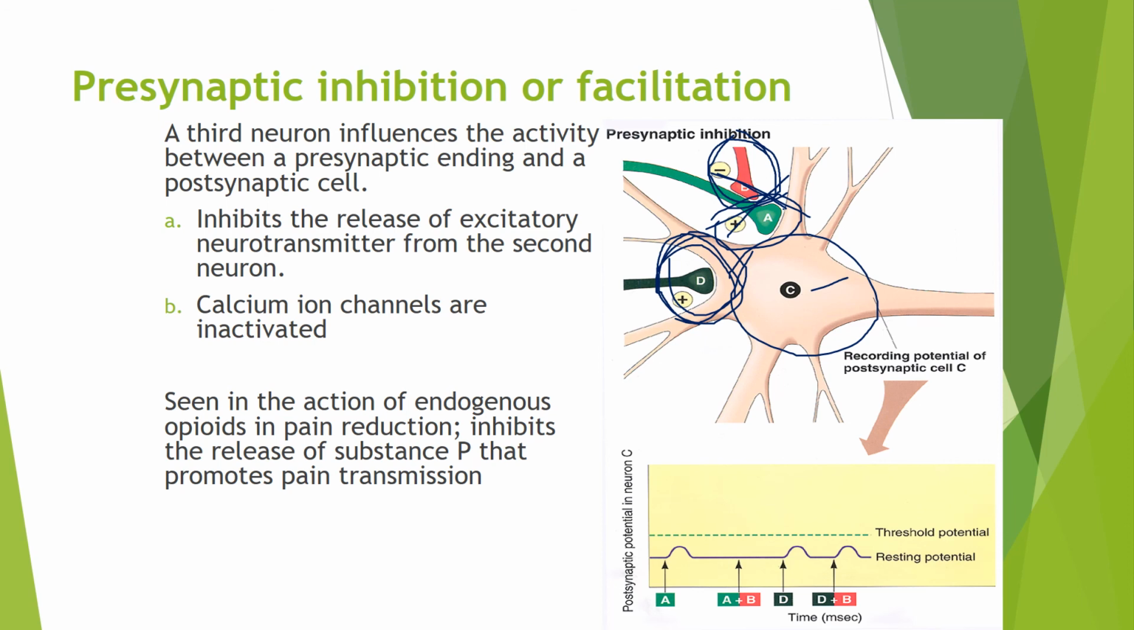And so this is very common, and again, like I said, we have like 10,000 neurons acting on just one postsynaptic neuron. And so we see this physiologically with the action of endogenous opioids to reduce pain, and it inhibits the release of substance P, which is the main neurotransmitter that promotes pain transmission.